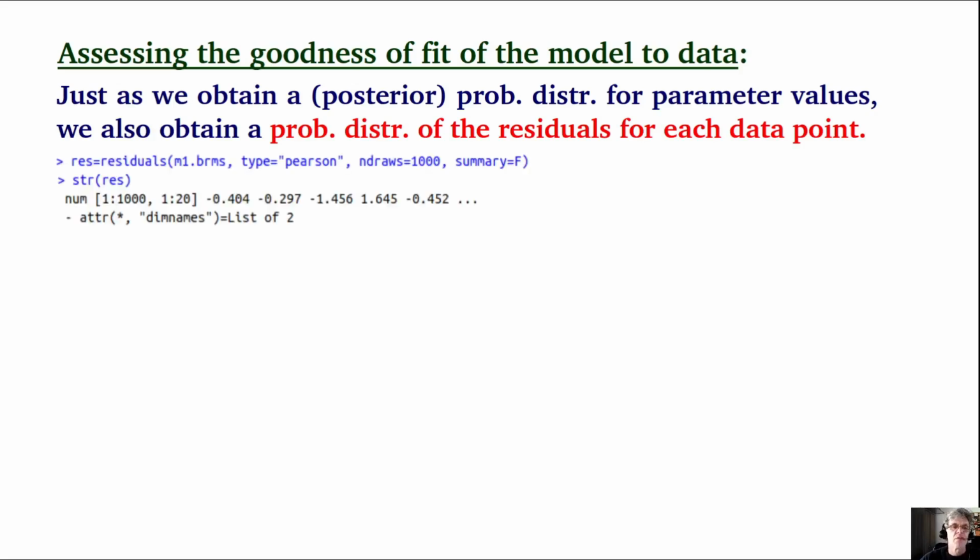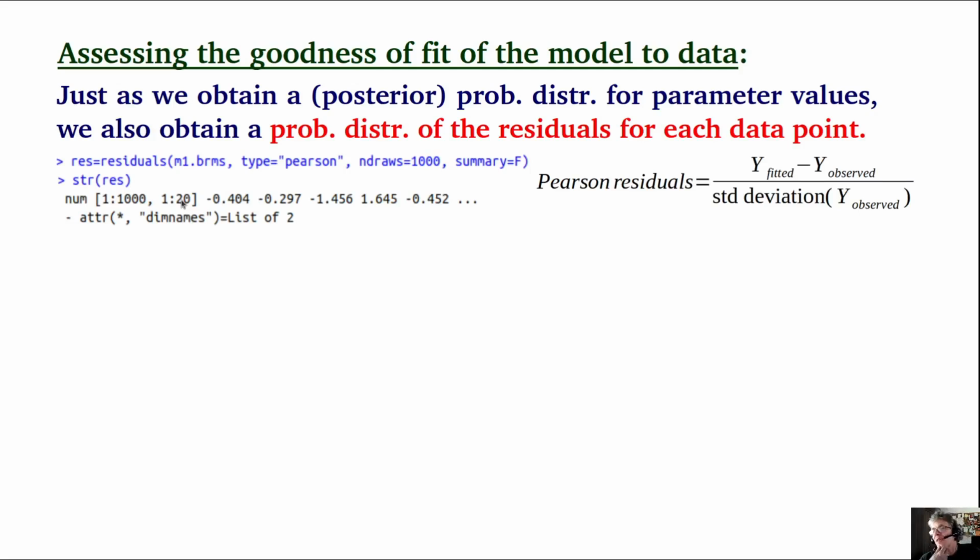So let's do it. Let's use the command residuals on our fitted Bayesian model. The type of the residual is type Pearson. We obtain 1,000 draws and no summary. So this object res has the dimension of 1,000 rows, because we ask for 1,000 draws from the posterior distribution, and 20 columns, one for each of the data points.